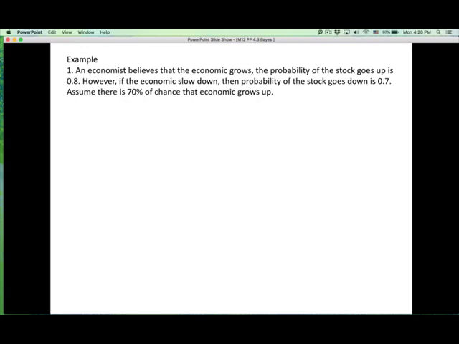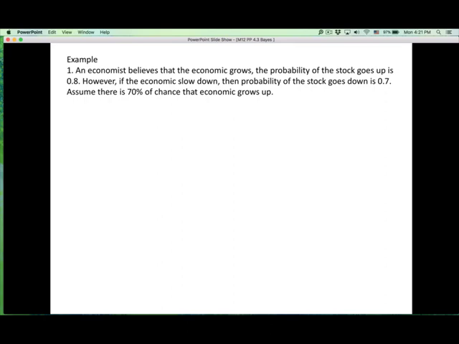Okay, let's try this example. An economist believes that with economic growth, the probability of the stock going up is 0.8. However, if the economy slows down, then the probability of the stock going down is 0.7. Assume there is a 70% chance that the economy goes up.